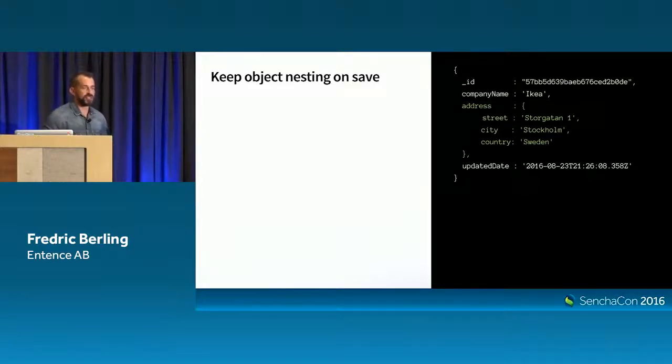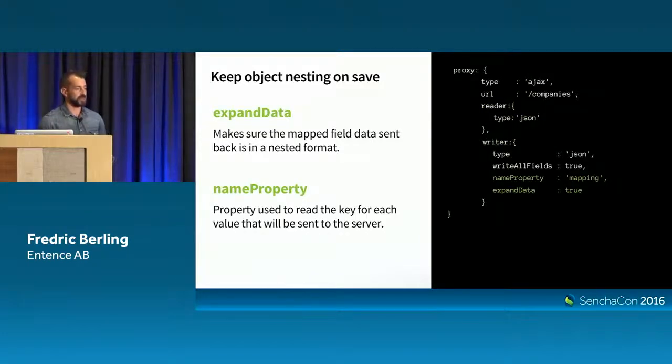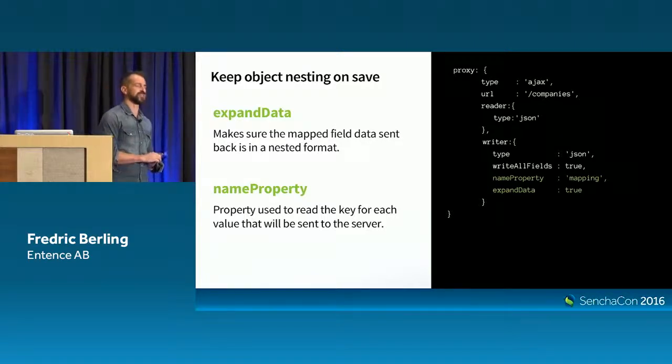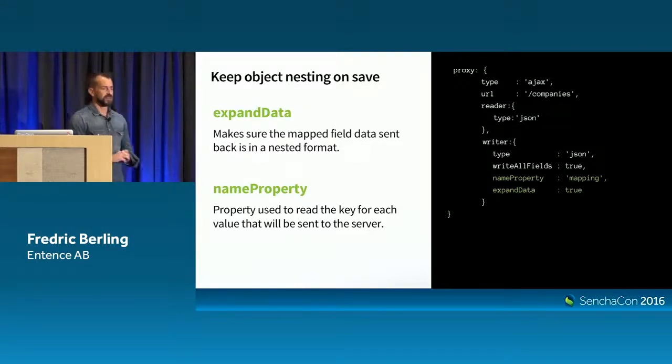And keeping object nesting on save, that was a part that was really tricky for me, because this could also look like a one-to-one association if you dealt with associations. But in this case it's not really necessary to have a separate model for address with fields and then do an association, just to make it write the data back in this way. Luckily we have two fantastic configs on the writer. They might be a bit confusing when you read them in the documentation, but those two together, configured like this, will maintain your JSON structure when you save.